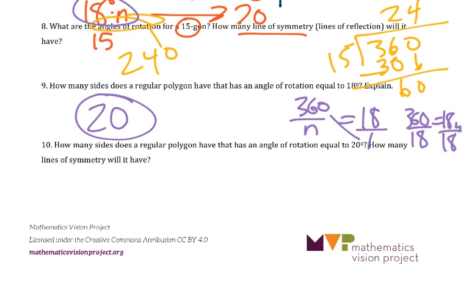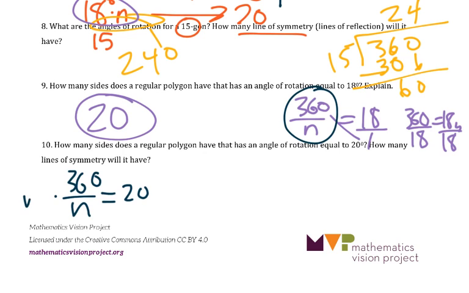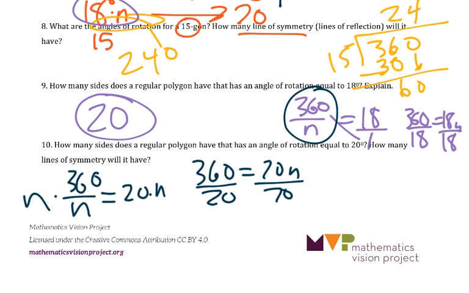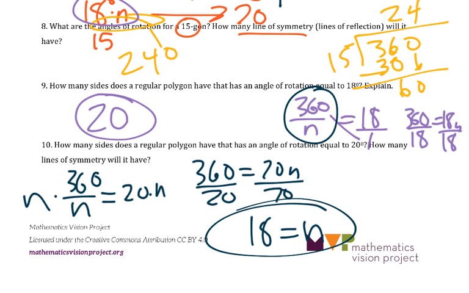Okay, last question. How many sides does a regular polygon have that has an angle of rotation equal to 20? Okay. How many lines of symmetry would it have? Well, let's find out. So if I go like this, 360 over n equals 20. Times by n, you get 360 equals 20n, divide by 20. And we know 360 divided by 20 gives us 18, so we'd have 18 sides. So just the opposite, right? So if it had 18 sides, it would have 18 lines of symmetry. Okay, there we go for 6.6.